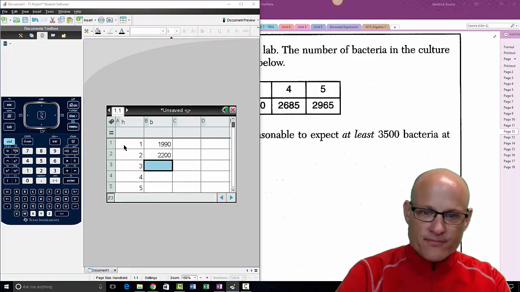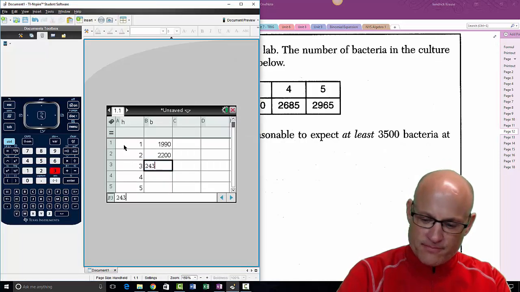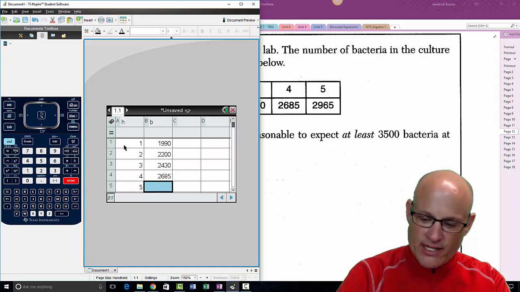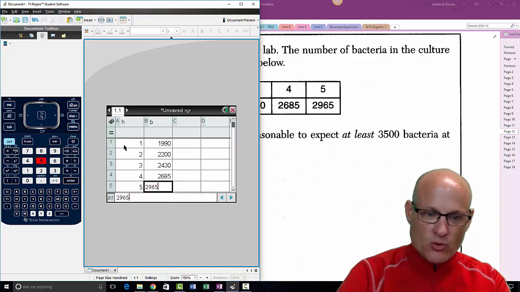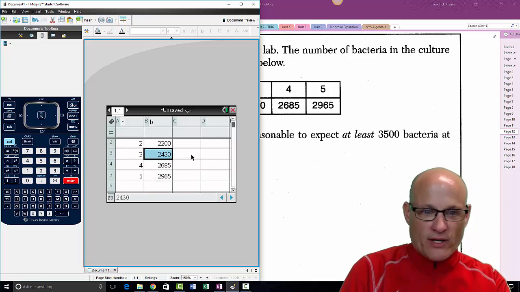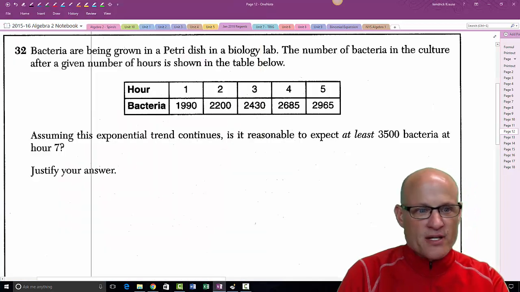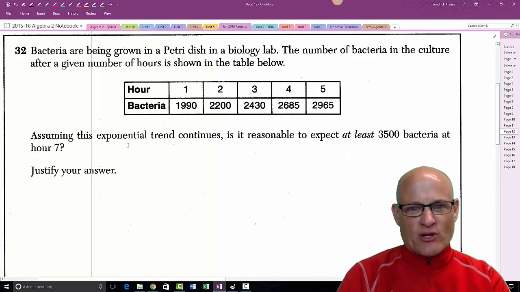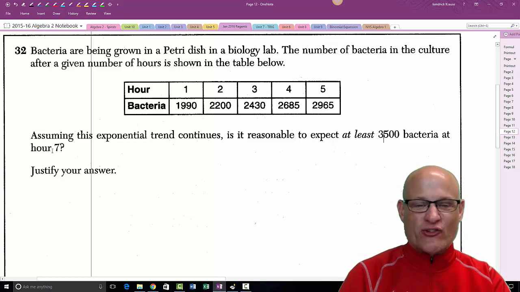2200, 2430, 2685, 2965, boom, shakalaka. Now, I haven't even read this yet. Let's see what they asked for. Assuming this exponential trend continues, is it reasonable to expect at least 3,500 bacteria at hour 7?